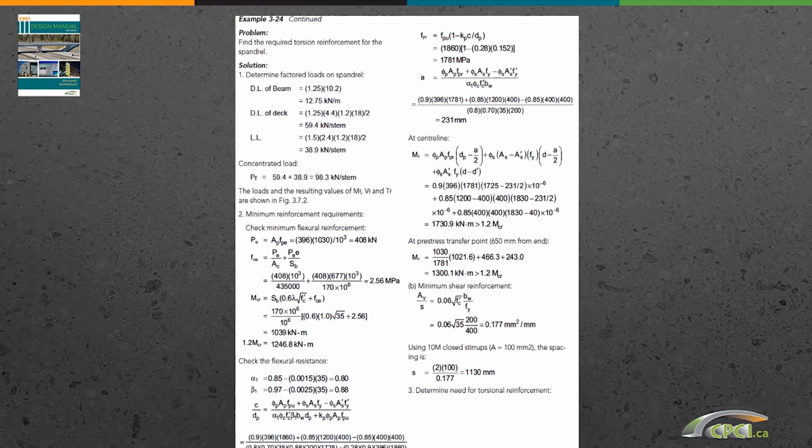This is step number one for design, and we need to know that 1.2 M critical is less than M sub R. Therefore, after that we go to the minimum reinforcement for shear. We found out we covered that too. Then we go to the torsion effect.